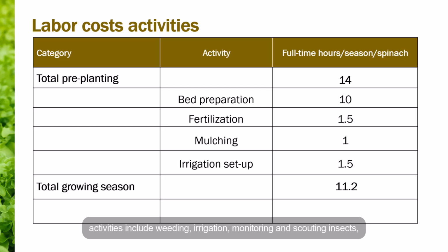Growing season activities include weeding, irrigation, monitoring and counting insects, harvesting, and other activities commonly used in spinach production under high tunnel. Post-harvest activities include sorting, cleaning, washing, packing, and distribution.